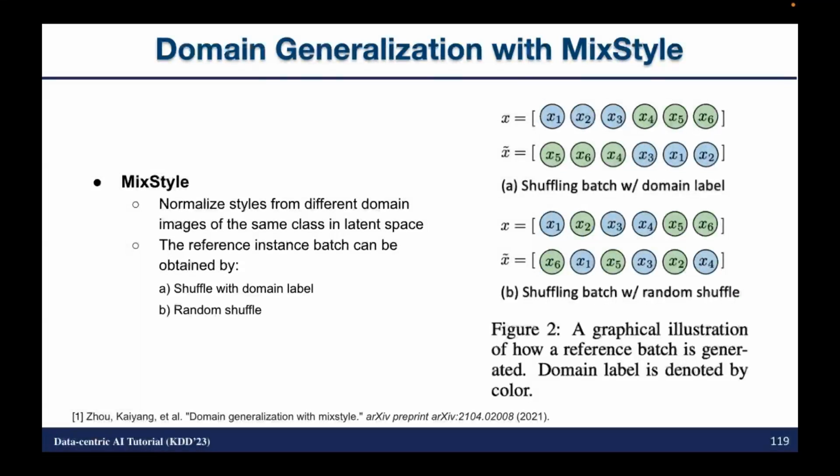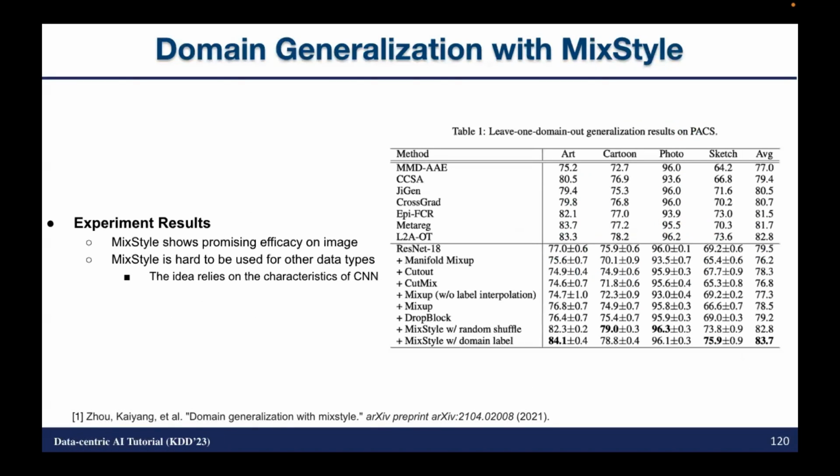So the core technique of this mixed style paper is that the authors want to normalize styles from different domain images of the same class in the latent space. And we have 2 kinds of shuffling operations. The first one is if we know the domain label, and the second one is if we don't know the domain label. These 2 operations are both implemented on the batch level. So the reference instance batch can be obtained by these 2 operations. With this technique, we have some significant improvements compared to the baseline method.